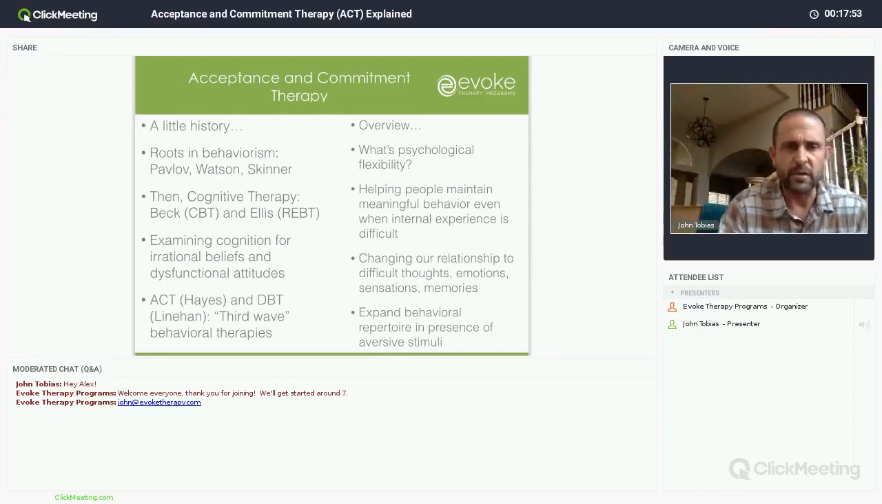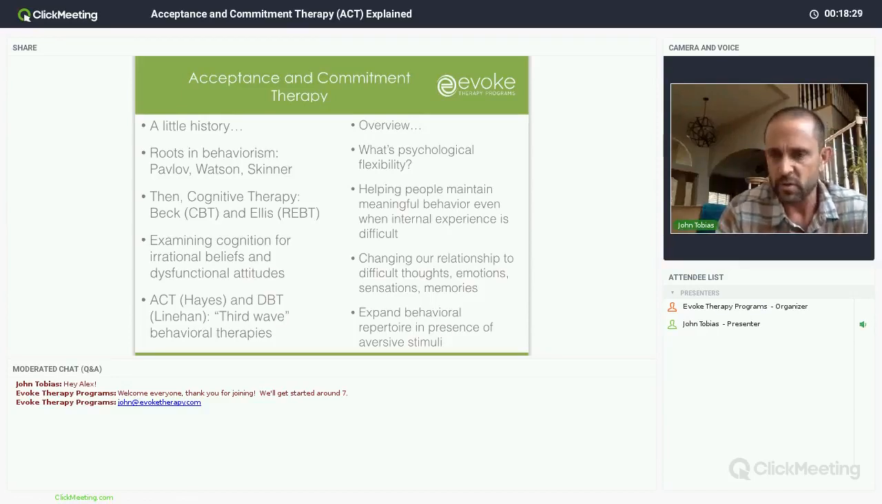Without getting too off track, one of the things that sets aside both ACT and DBT from second wave behavioral therapies is a real emphasis on the role of mindfulness, contacting the present moment, being able to look at our internal experience from a mindful perspective. That's germane to both ACT and DBT.